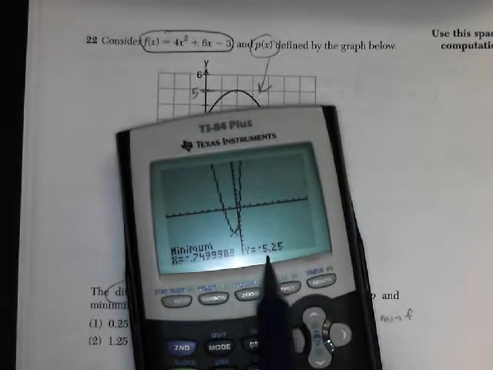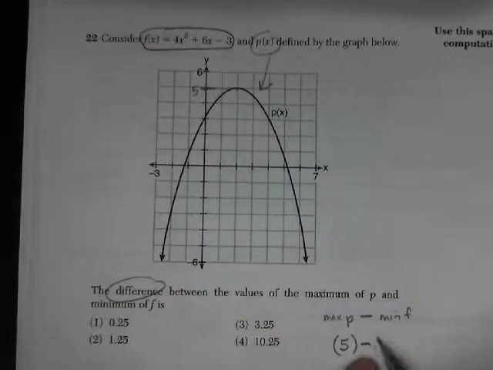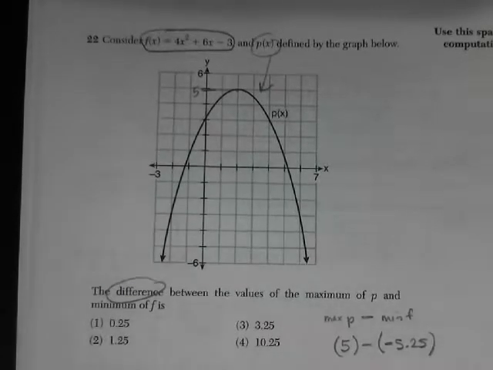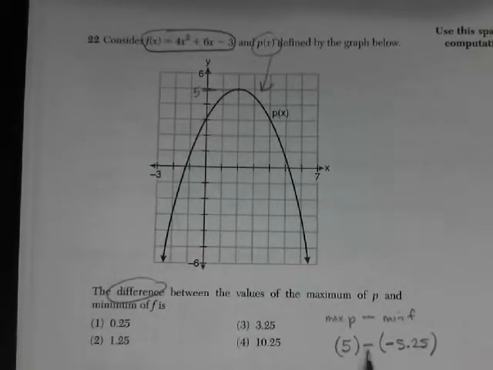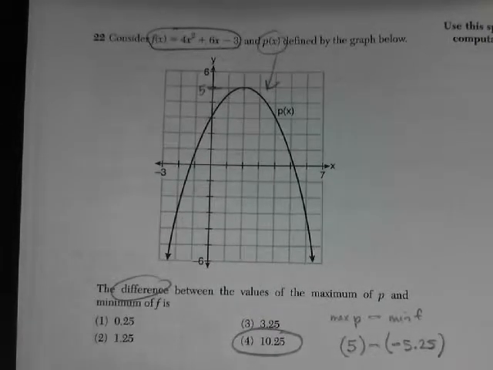And the minimum value is negative 5.25. So maximum and then minus the minimum is a negative 5.25. And of course they've got that double negative there, so 5 plus 5.25 would put you answering this at 10.25.